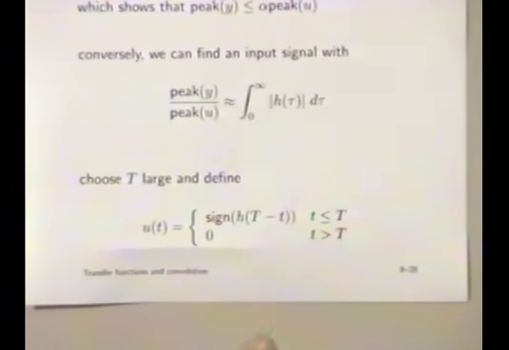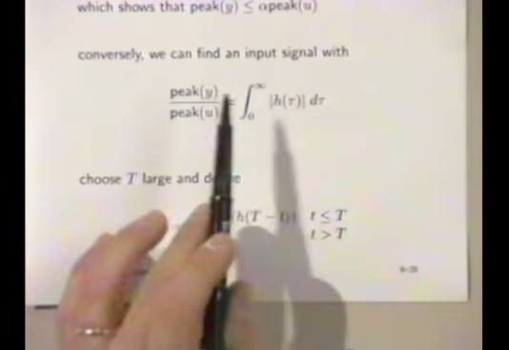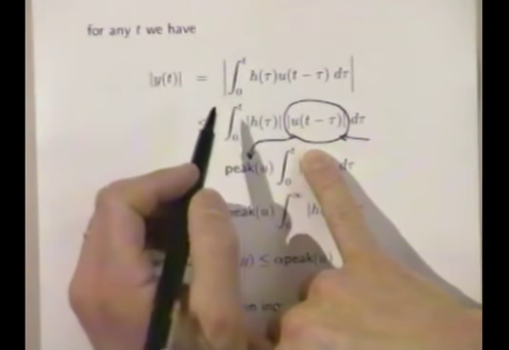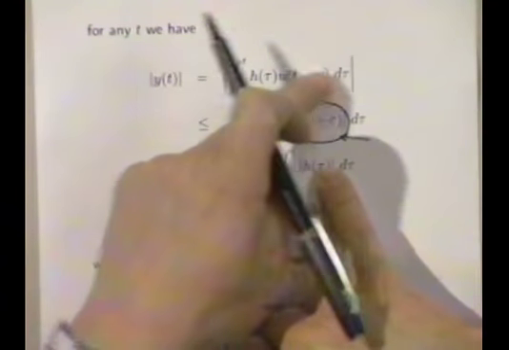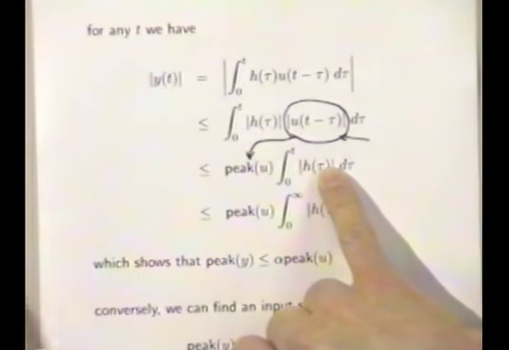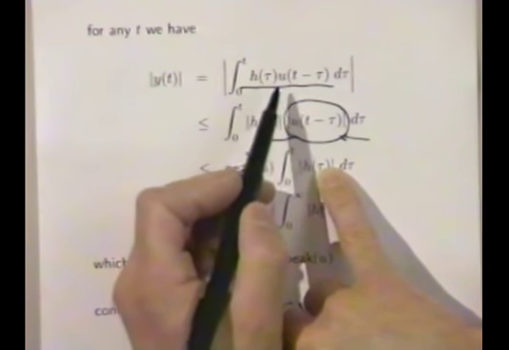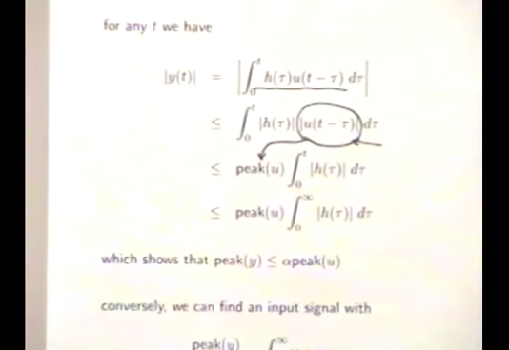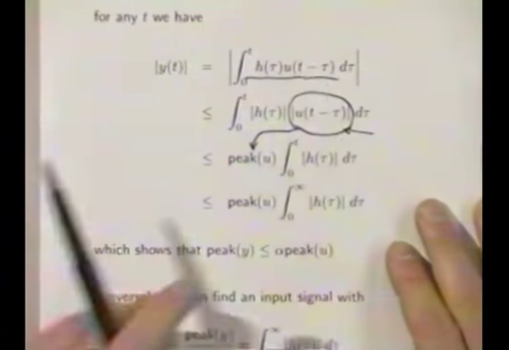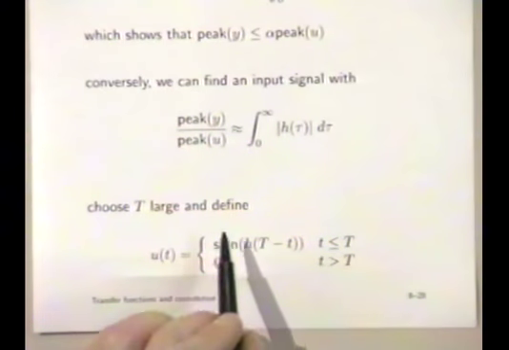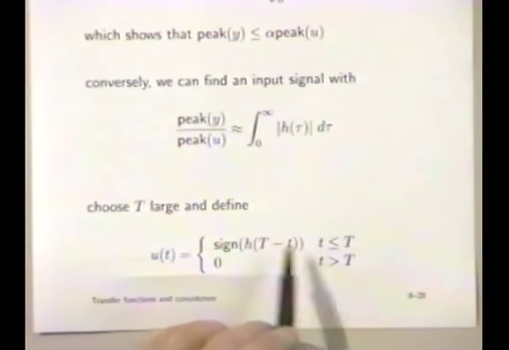And to get an input signal that suffers an amplification factor that's near this, what you do is you pick a large T, and you go back and do the analysis and ask, when would this absolute value of the integral equal the integral of the absolute value? And the key there is that everything in here has to have the same sign. So u of t minus tau and h of tau have to always agree. If one is positive, the other should be positive, and vice versa. And what that says is that u should be a signal which is either plus or minus 1, depending on the sign of h of T minus t.